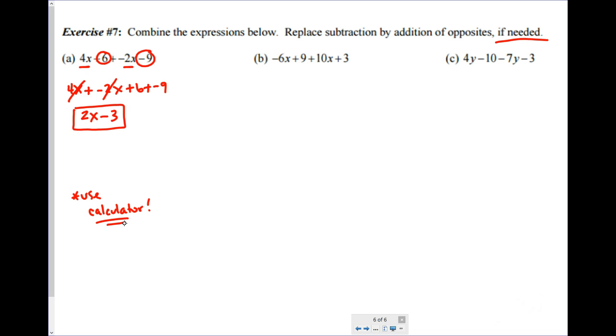Can you try B and C on your own? Pause the video and try B and C by grouping and combining your terms, and then unpause to see if you got it correct.